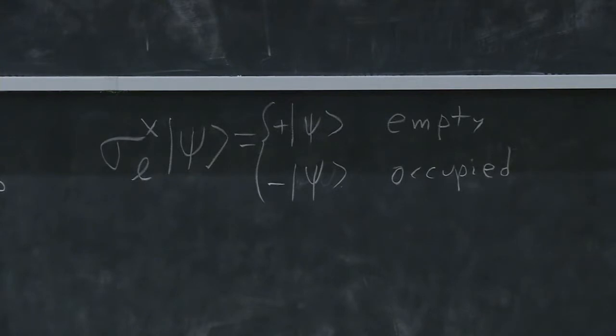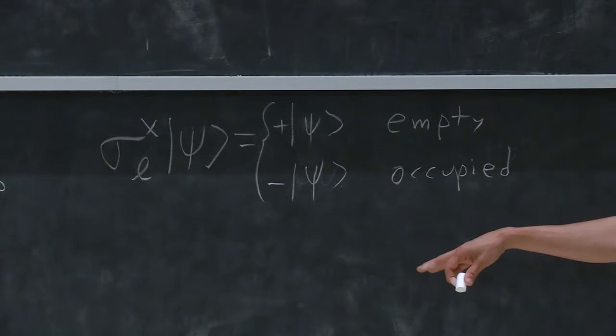Right. Okay, so now, continuing to work in this eigenbasis of sigma x, let me try to diagonalize these a's and these b's.